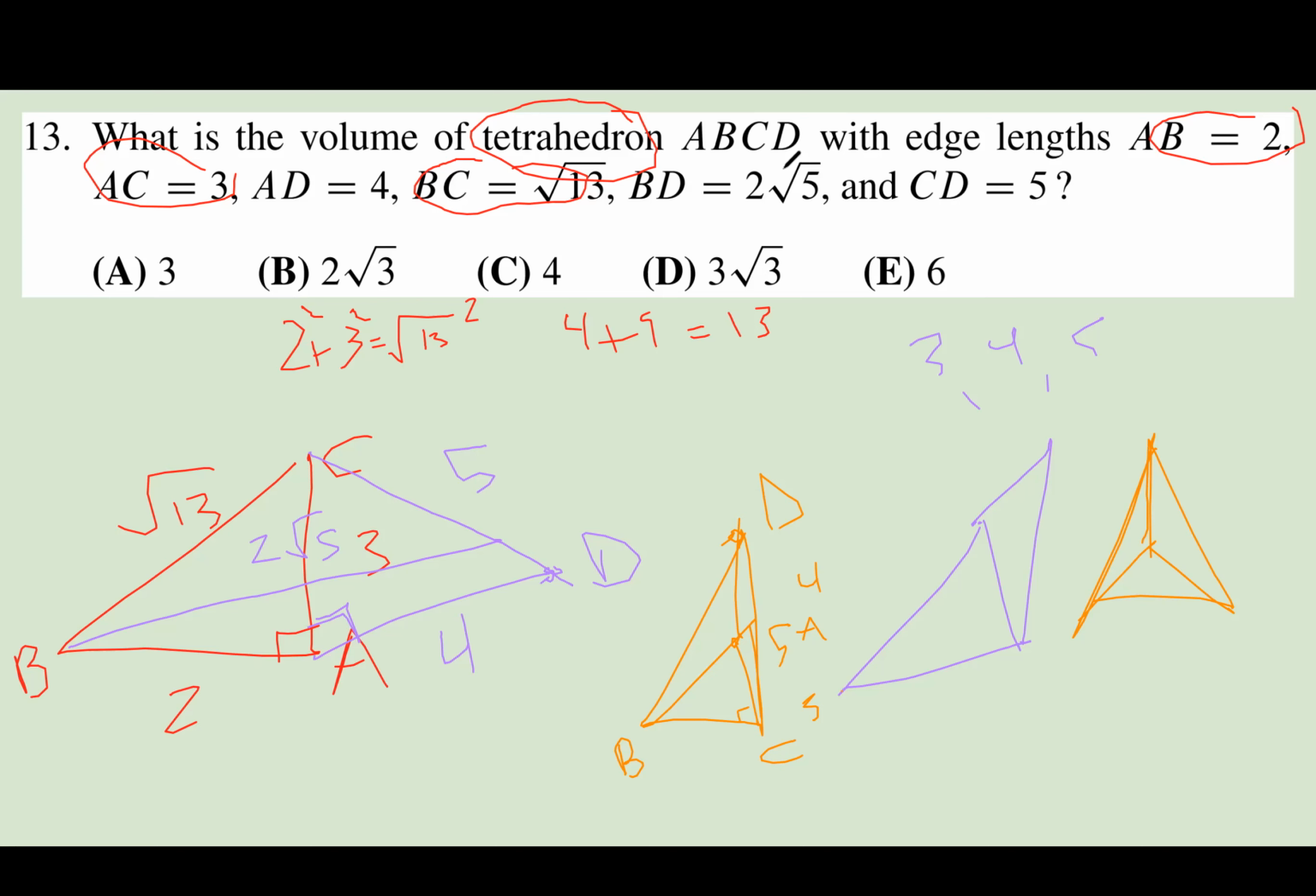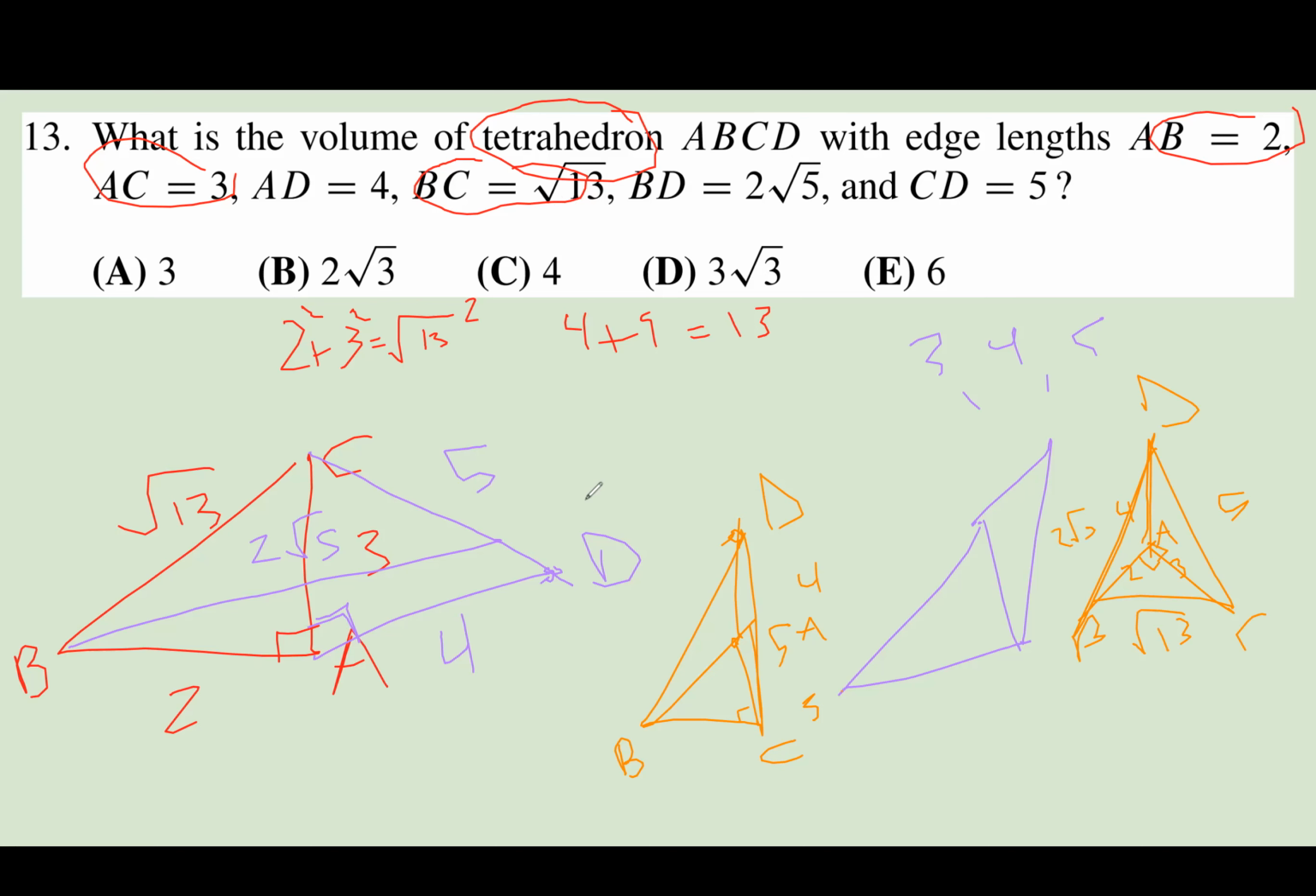If we make this angle 90 degrees, which one's 90? So it's A. Sorry, I'm just trying to label them properly. If we call this A, then that's BC, and BC has length root 13. AC has length 3. AB has length 2. D is up here. CD is 5. AD is 4 and BD is 2 root 5. So this angle is also 90.